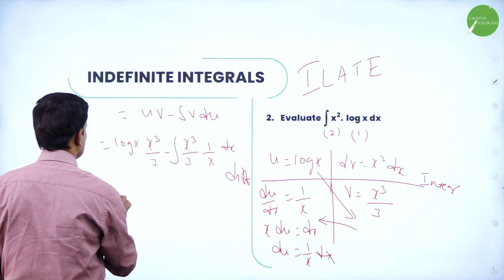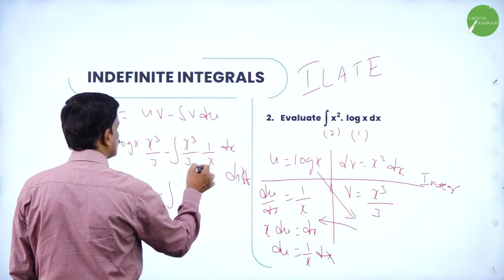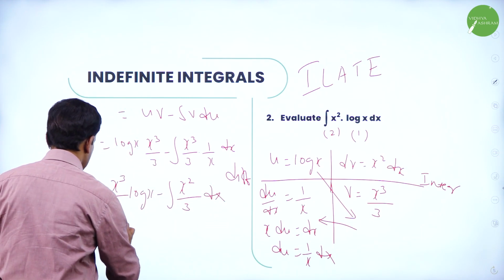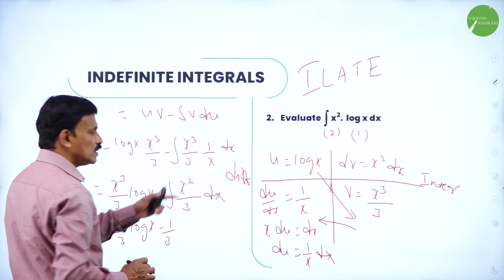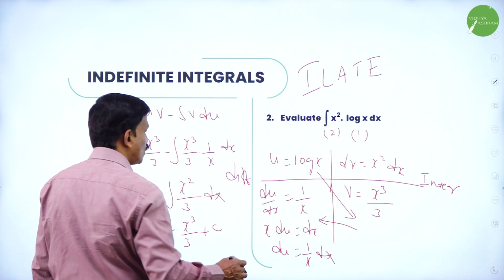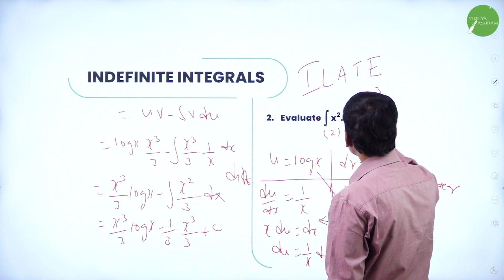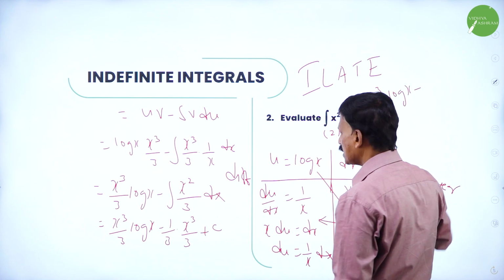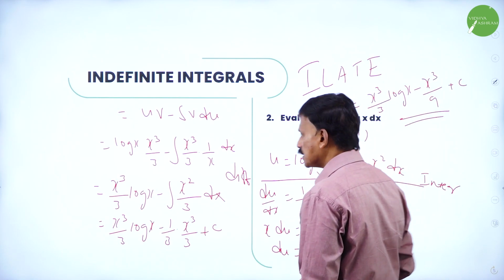Now cancel those terms. This is x cube by 3 log x minus, once x gets cancelled, x square by 3 dx. Now this can be written as x cube by 3 log x minus 1 over 3 into integral of x square, which is x to the power of 2 plus 1 is 3, divided by 3, plus c. Or if you want, you can also write like this: integral of x square log x dx is x cube by 3 log x minus x cube divided by 3, 3 threes are 9, plus c is the integrated answer.